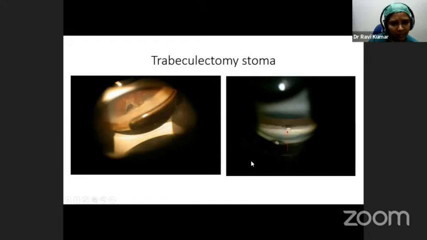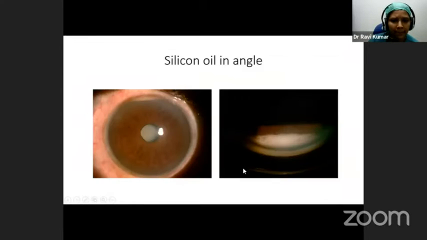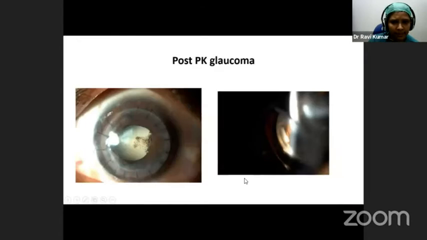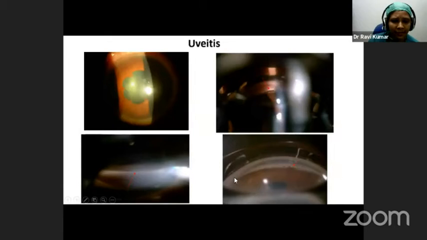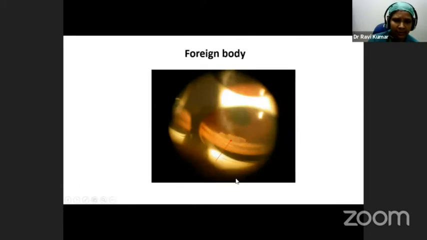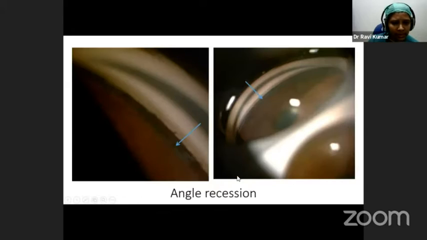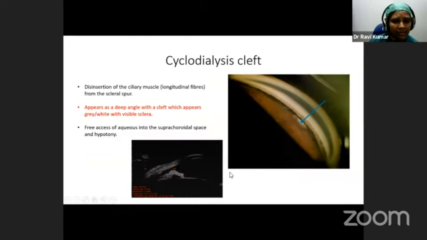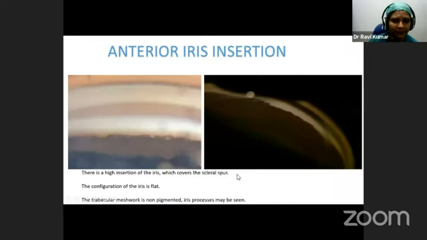We can look for the patency of the trabeculectomy ostium. Silicone oil in the angle can be seen. In inflammatory glaucomas, we'll see inflammatory debris or KPs in the angle. Foreign body can also be seen in the angle. Angle recession in post-traumatic patients with blunt trauma can be visualized. A cyclodialysis cleft can also be seen, where we will see a white area in the angle.